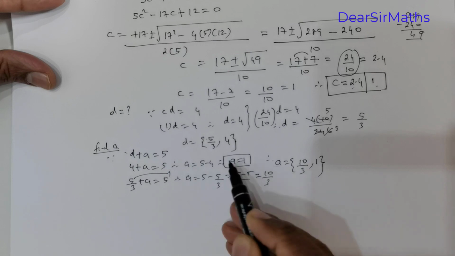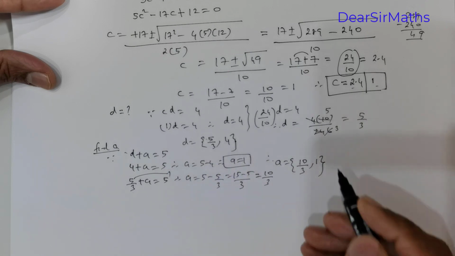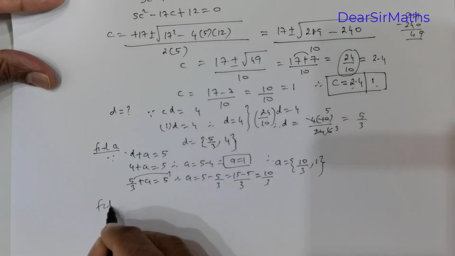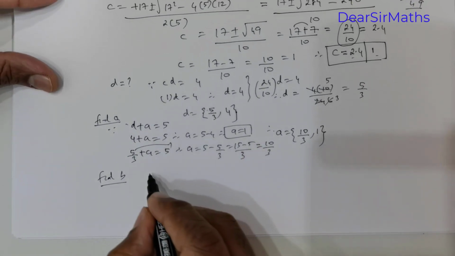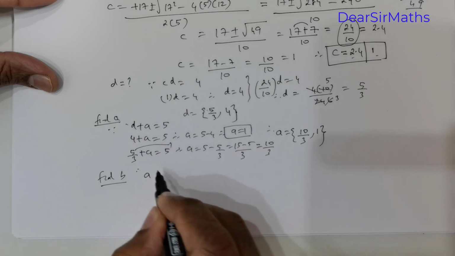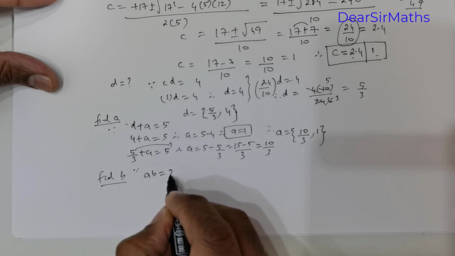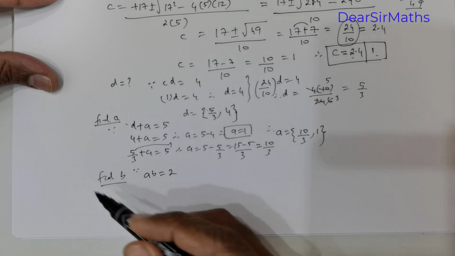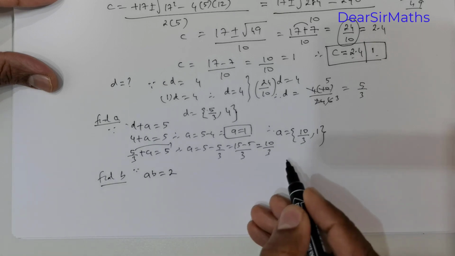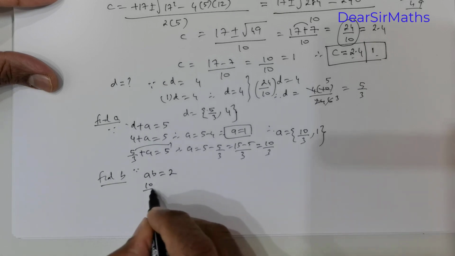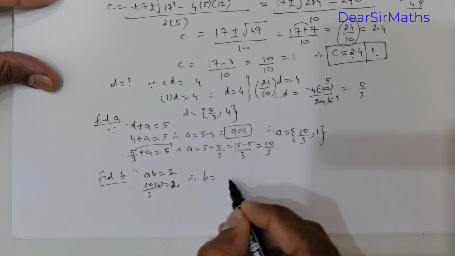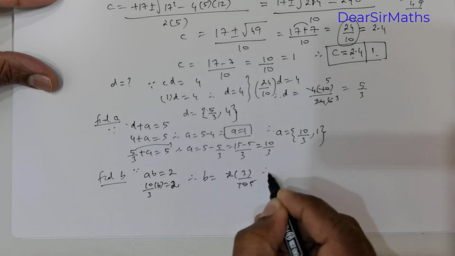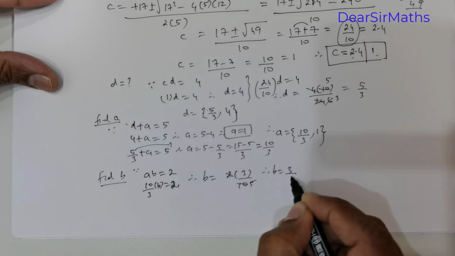Now we got the value for A, we got the value for C, we got the value for D. It's time that we get the value for B, right? So how do we get it? Either you can use AB is equal to 2, or you can use some other equation which is present in the given problem. So what I will do, I will take A as 10 over 3 times B is equal to 2. So therefore B is equal to 2 times 3 divided by 10. 2 divides here 5 times. So B is equal to 3 over 5.